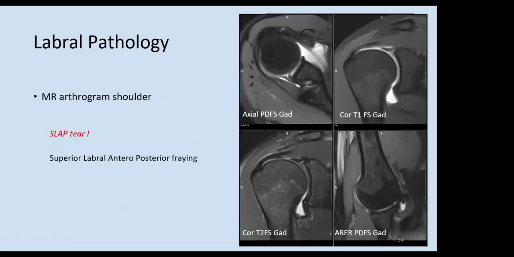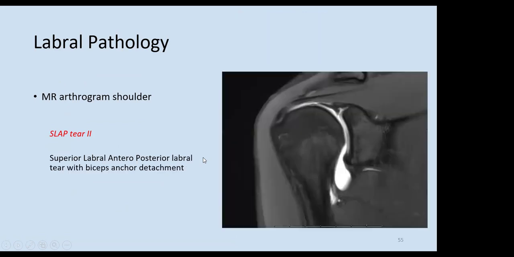The one, for example, here was a type 1 slap tear. There was fraying and tearing of the superior labrum. This is what we call a type 1 slap tear. Another type of slap tear is what we call type 2. And type 2, again, this is contrast gadolinium. This is coronal T1 fat saturated. And we see the gadolinium here tearing the labrum as well as detaching the biceps anchor. So that would be type 2. The definition of type 2 is detachment of the labrum as well as the anchor.